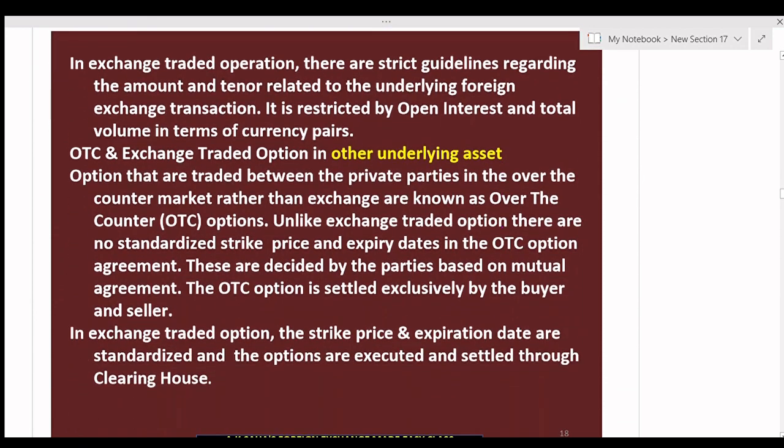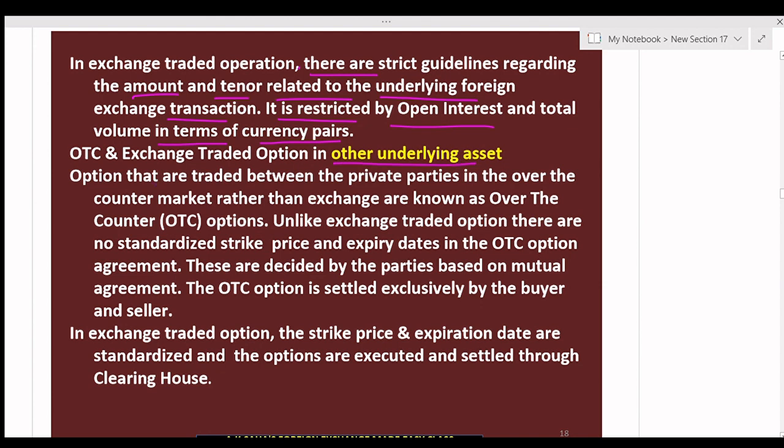In exchange traded operation, there are strict guidelines regarding the amount and tenor related to the underlying foreign exchange transaction. It is restricted to buy open interest and total volume in terms of currency pairs. You know what is open interest. It is already discussed. Now, OTC versus exchange traded option in other underlying assets.